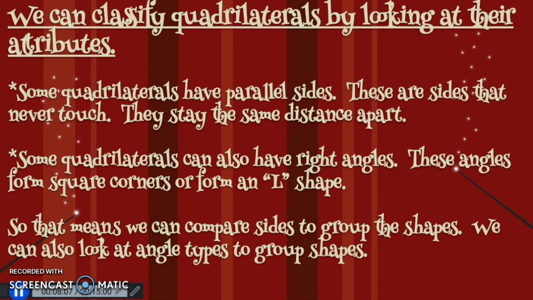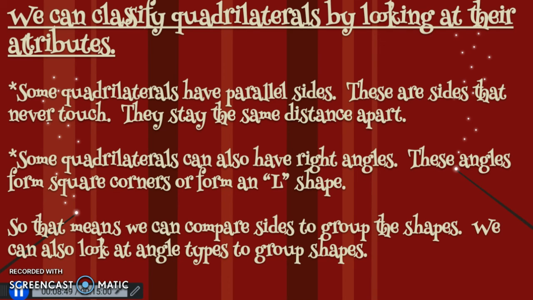Now, we're talking about those parallel sides that I just told you about, that they will never cross. If they keep going straight, they will never cross one another at all. So these are sides that never touch. Again, parallel sides. Some quadrilaterals can also have right angles. These angles form square corners, or an L shape in the corner. So I showed you that earlier on one of those shapes that we talked about. A rectangle has right angles because they form L's at the vertices in those corners.